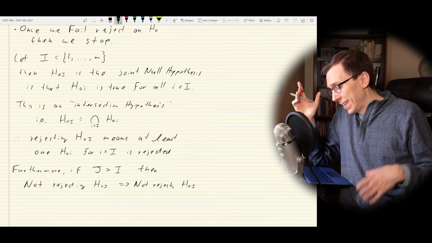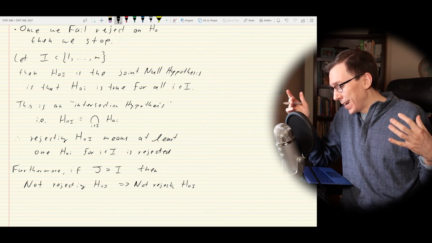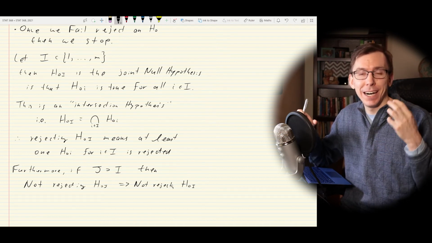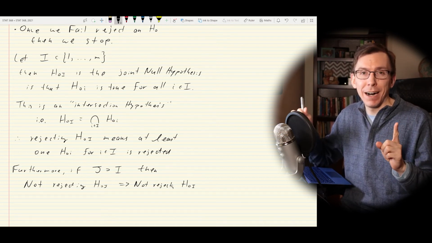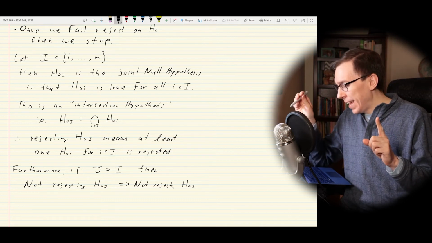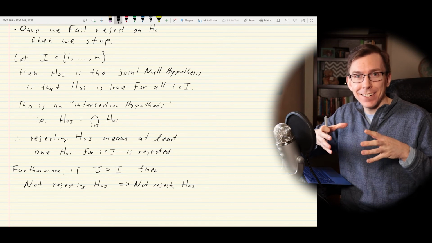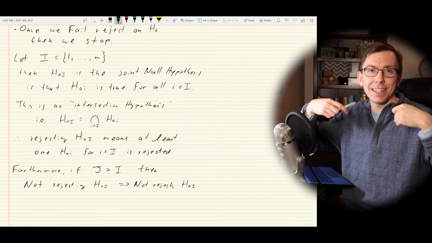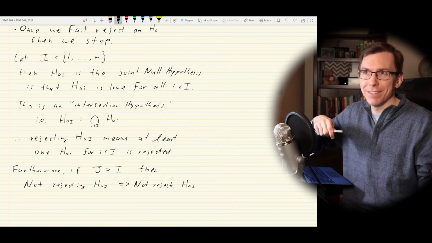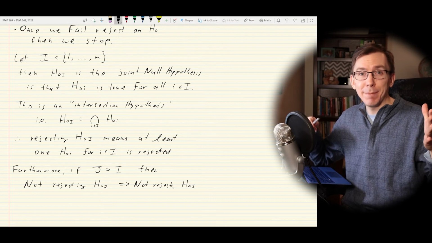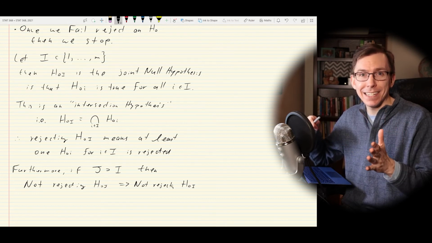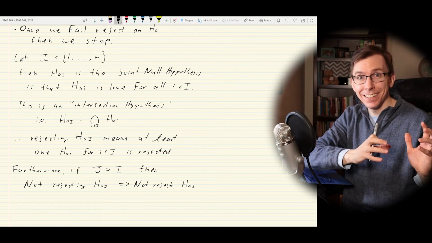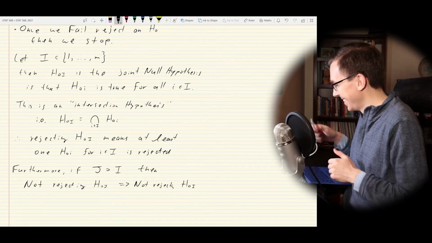It does, because we have to go the other way. The contrapositive. If we were to reject H naught capital I, it means we reject at least one of the hypotheses within that set. And since all the hypotheses in that set are also contained in J, which has more hypotheses, we would also reject J. So if we contrapositive it, it says if we don't reject J, that means we can't reject any of the hypotheses inside J, and all of the I hypotheses lie within J. Good? All right.